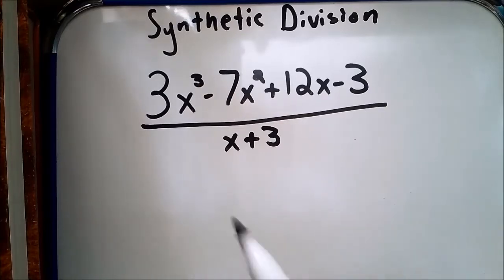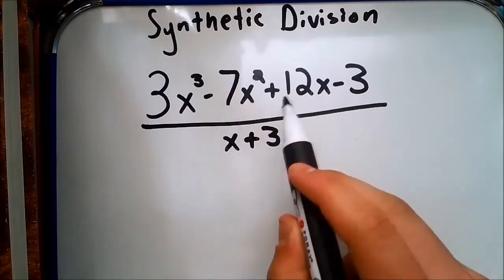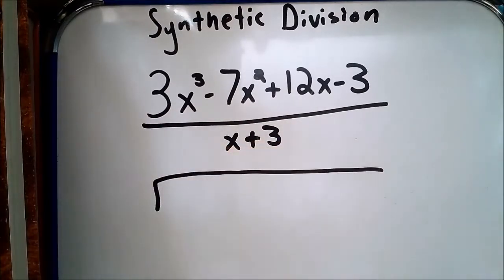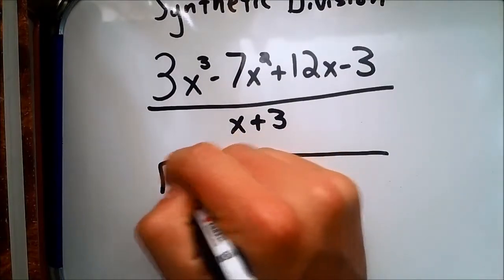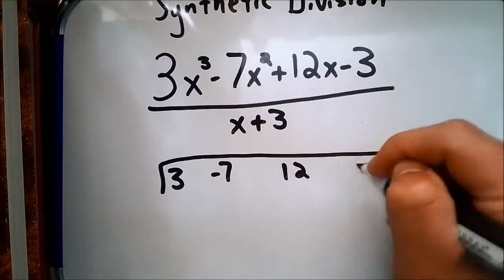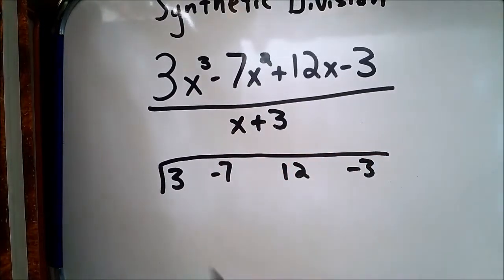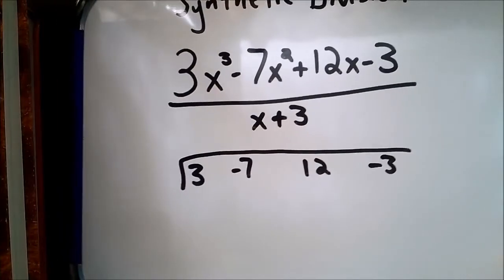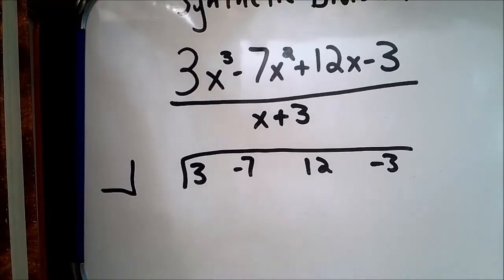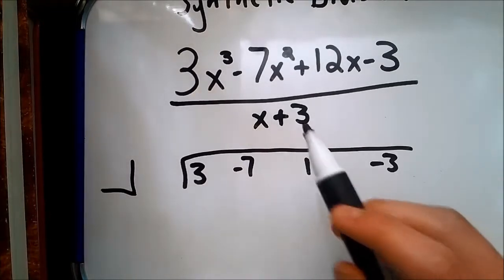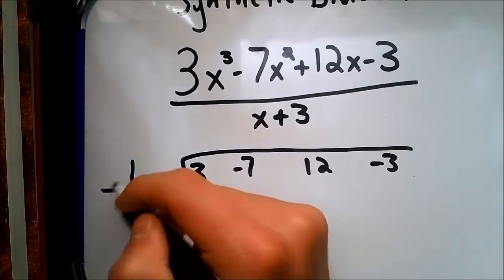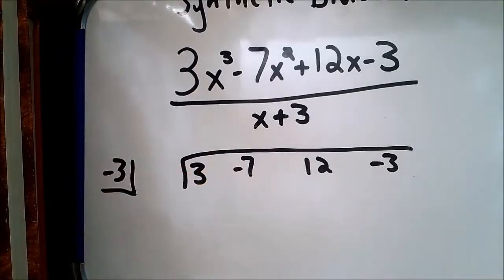So first of all, what you want to do is write all of the coefficients of the numerator. I usually write it in a box like this, but you don't have to. So we have 3 right here, -7, 12, and -3. It helps a little bit to space them out so you don't get confused. And then over here, another box I like to add. In this one, I put whatever this value is right here, but the opposite. So in this case, that is a -3.